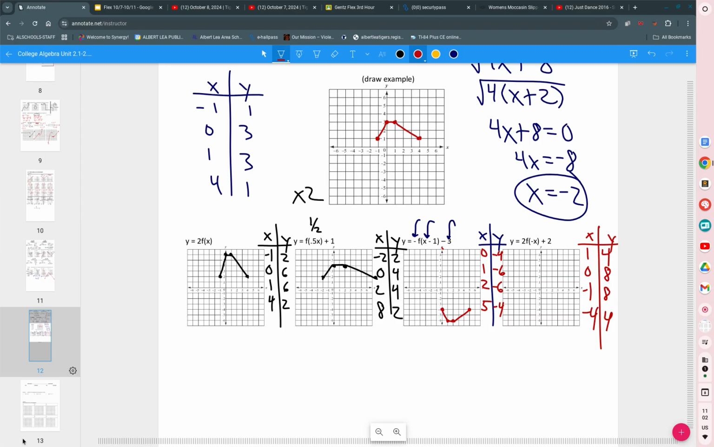So this thing should be flipped horizontally after I graph it. And it should be stretched a little bit, kind of like the first one, and it sure is. And it's shifted up too. Okay?